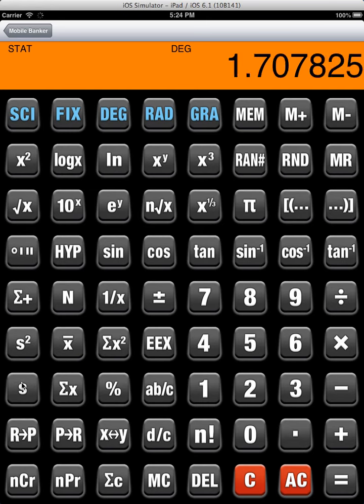This is the standard deviation, variance, average, sum x square, sum of x. So let us generate a random number. This is the value of pi. We can also round up to certain decimal points. So as you can see, this is a very useful scientific calculator.